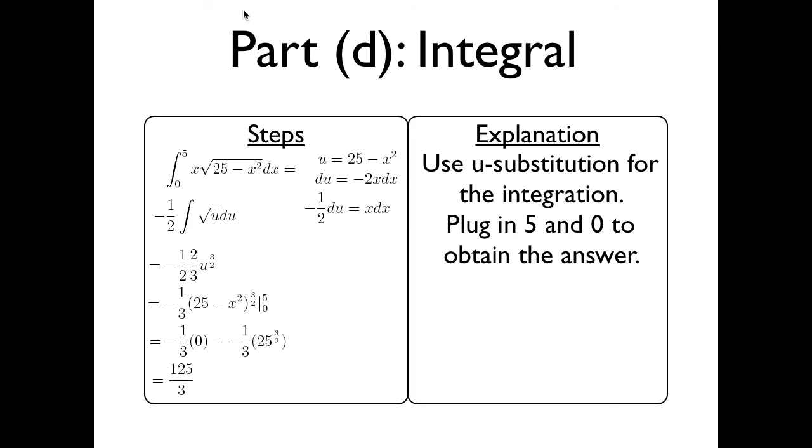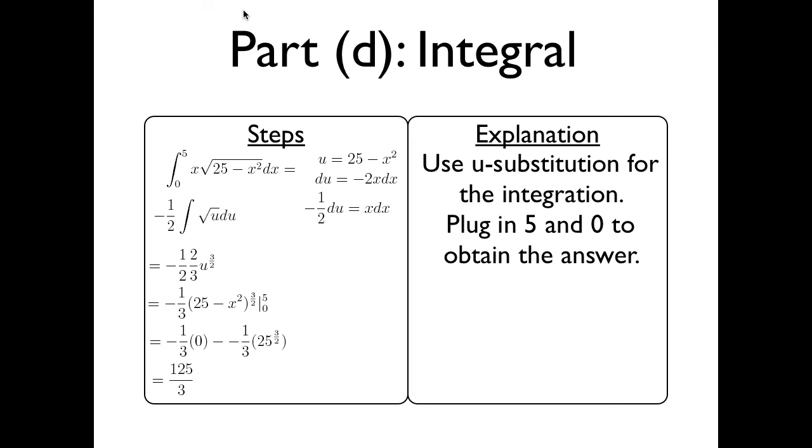In the fourth step here, I'm going to plug back in for u. U is 25 minus x squared. So I just put that directly back into the equation. And I simplified the 1/2 times 2/3 to just be 1/3 there. So -1/3, 25 minus x squared to the 3/2 is where I'm at. Now I'm going to plug in the 0 and 5. I want to evaluate it from 0 to 5. So my next to last step has the 0 and 5 plugged in. And then our final answer is 125/3.